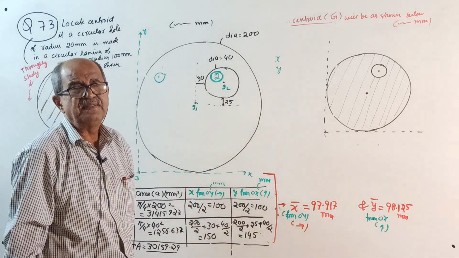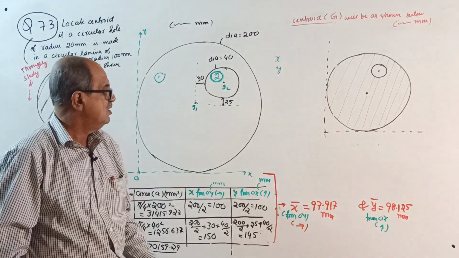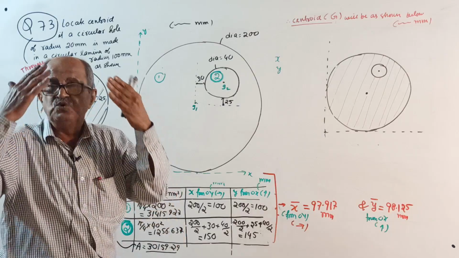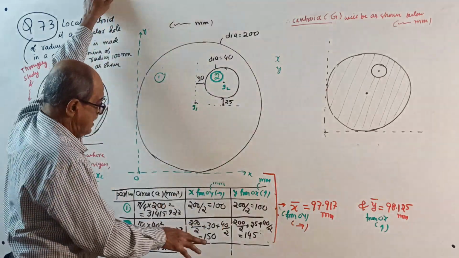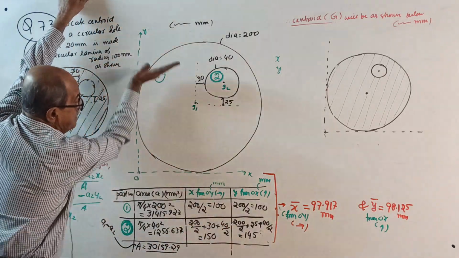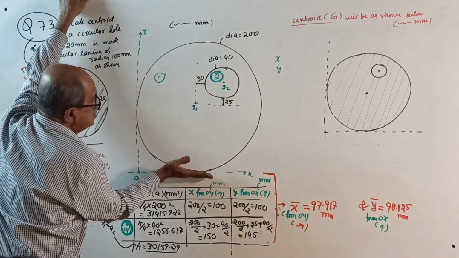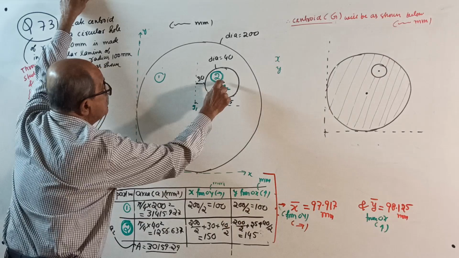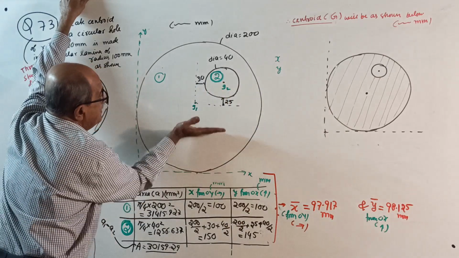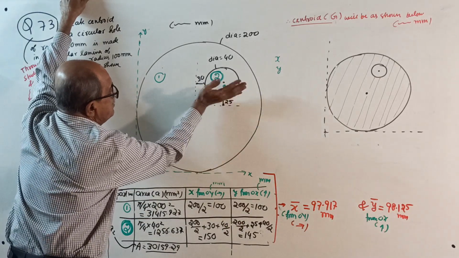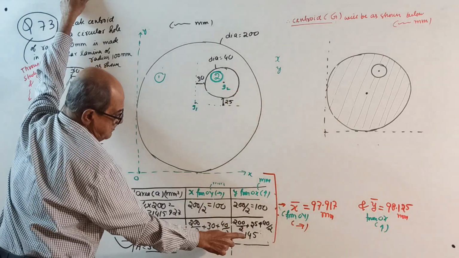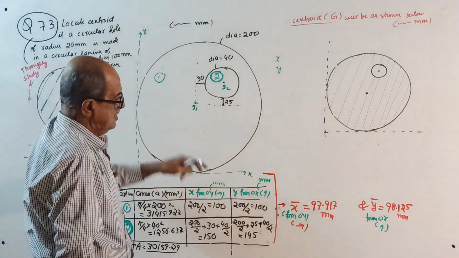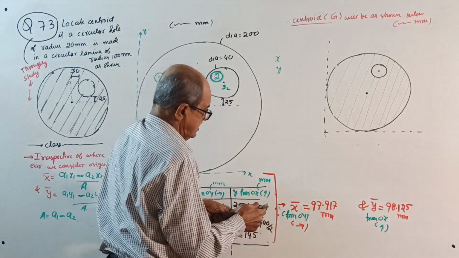If I explain further, some will say you are wasting time after so much explanation. Okay, now Y, this way. Y1 is 200 by 2, 100. Y2 is 200 by 2 plus 25 plus half of 40, that is 145.